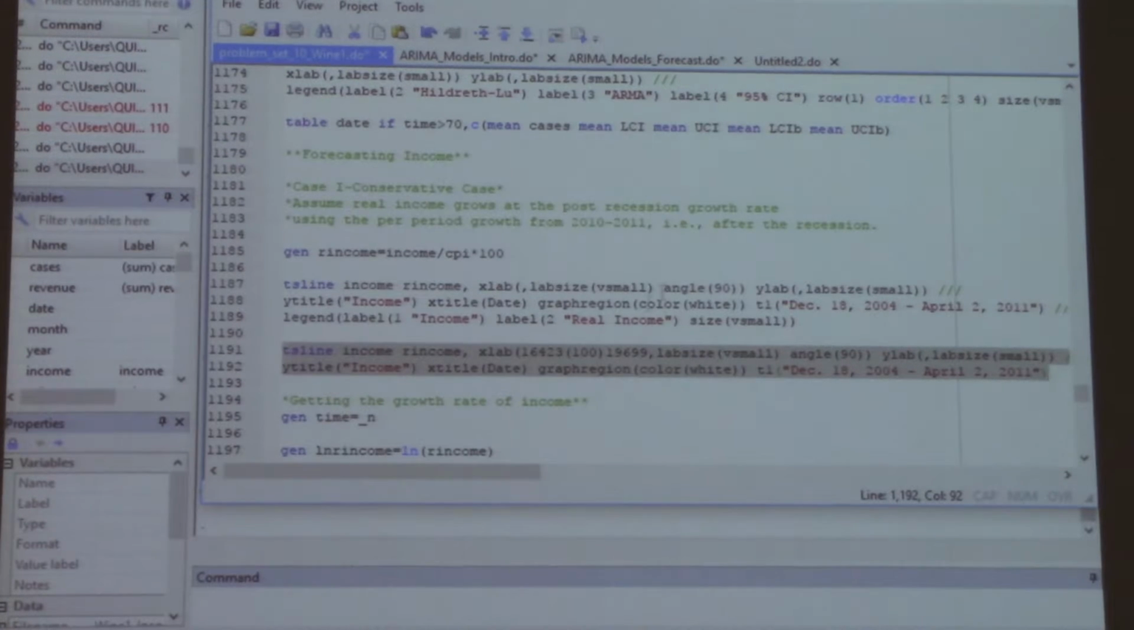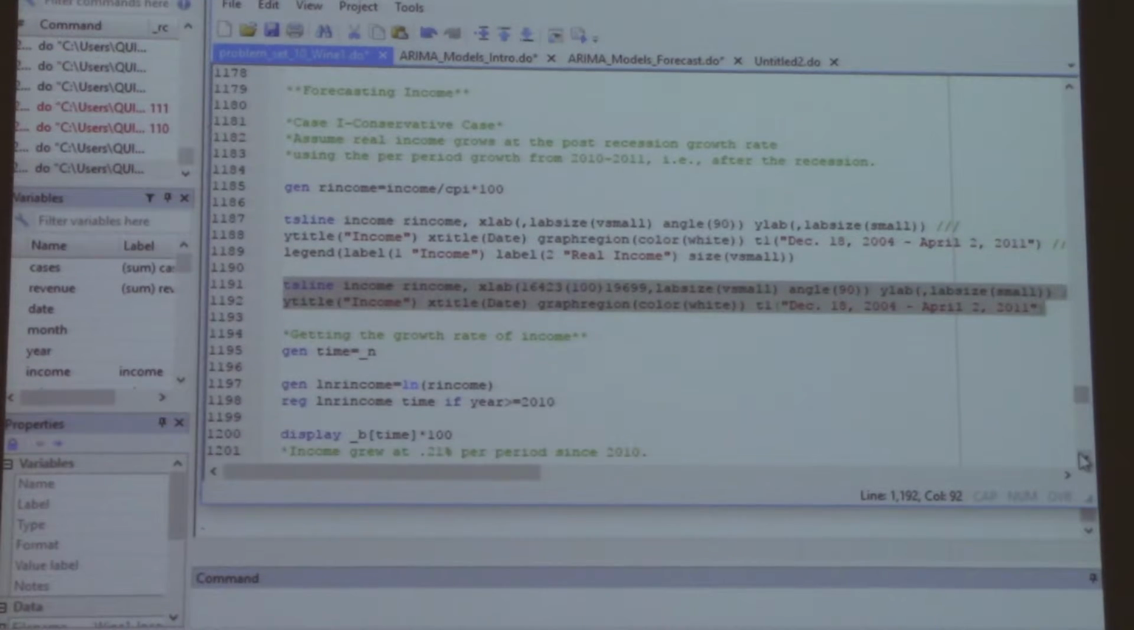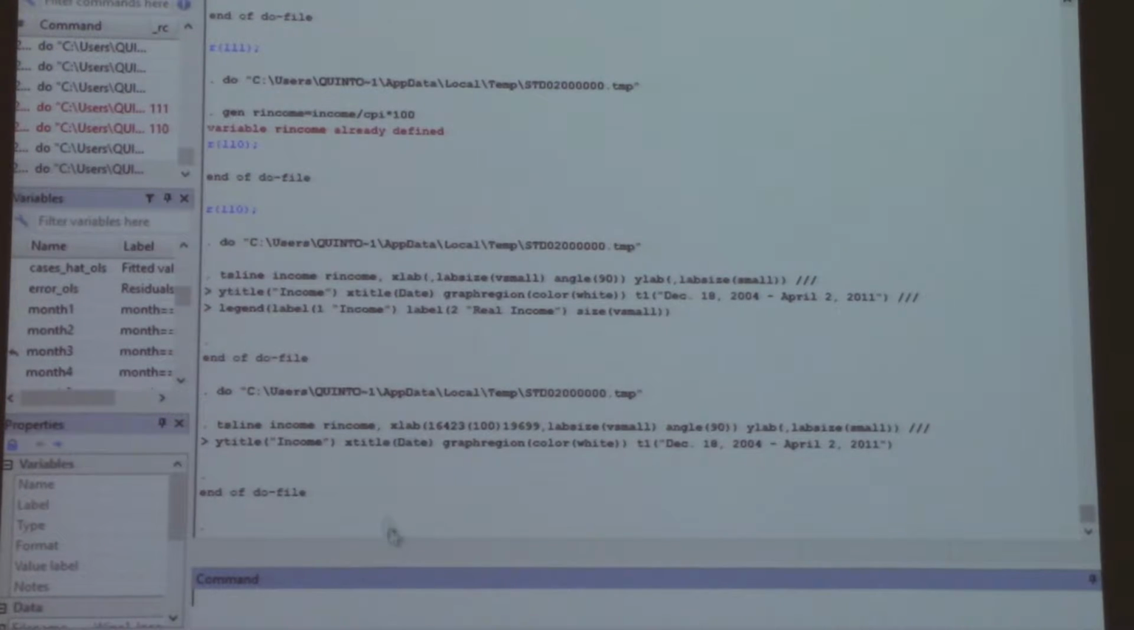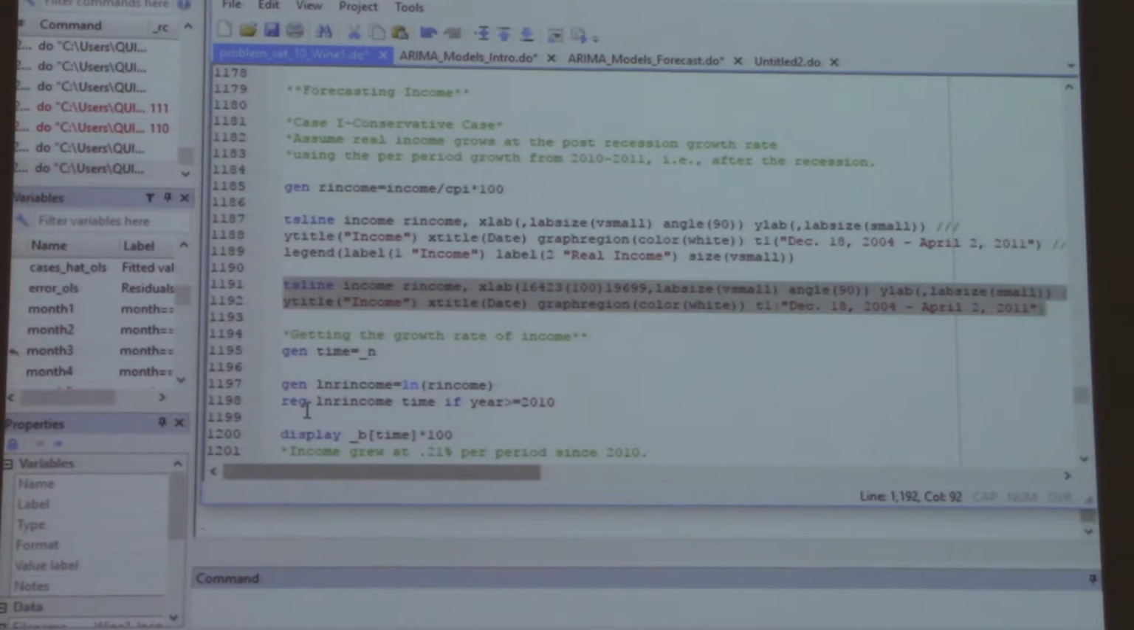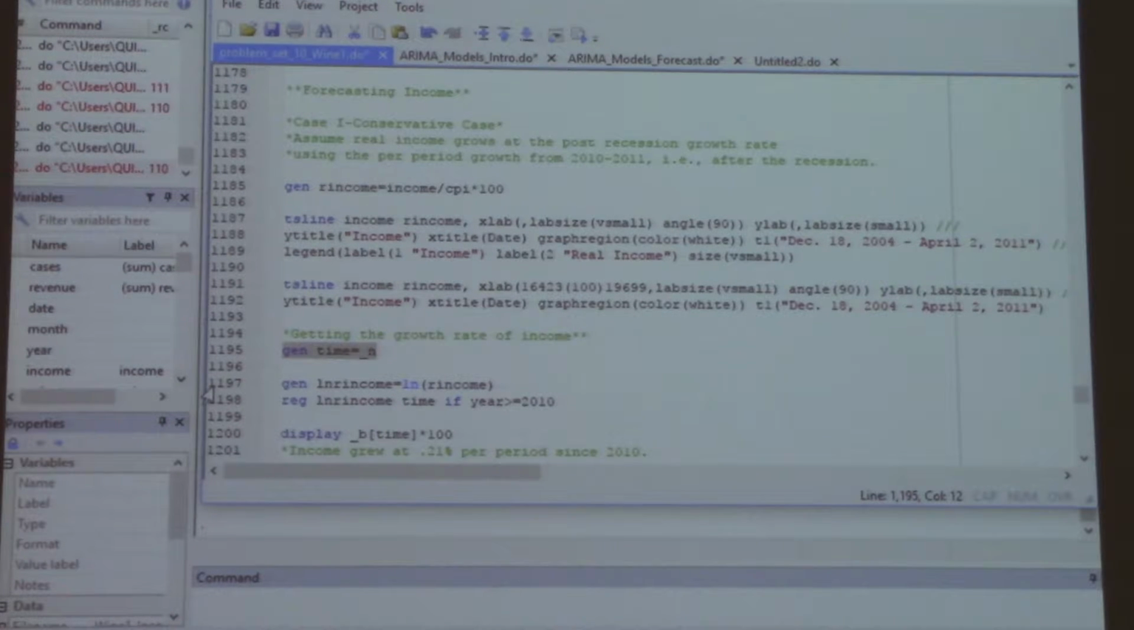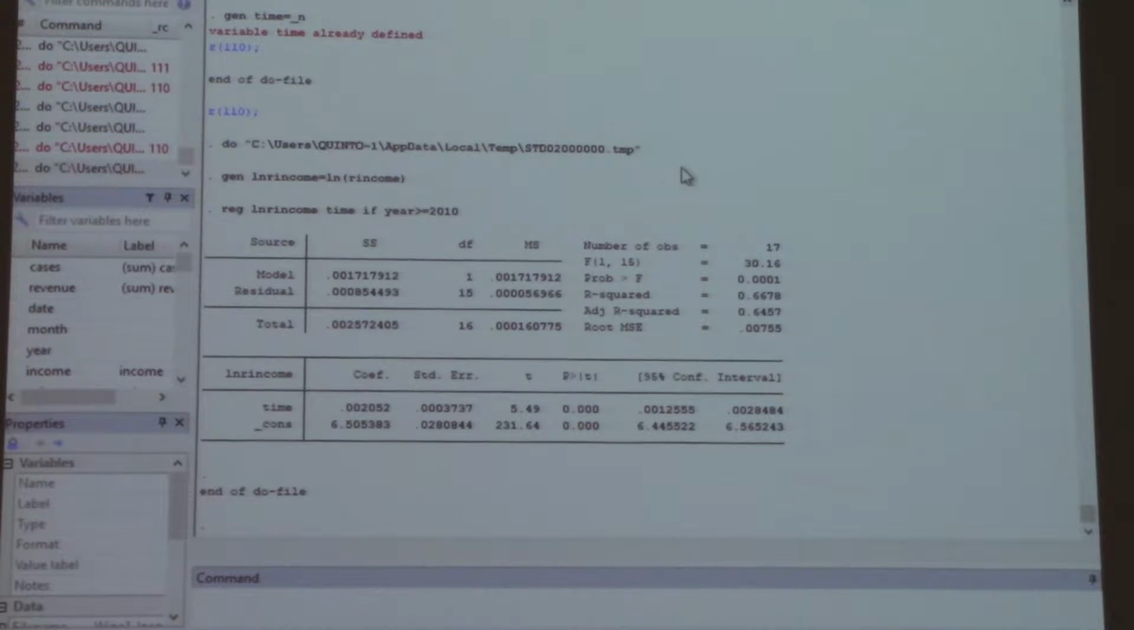Let's see, did I already generate time? I think so. Maybe not. So here is the log of real income. And then I just regressed real income on time after the recession. So I used after 2010. Does that make sense? So this is that.